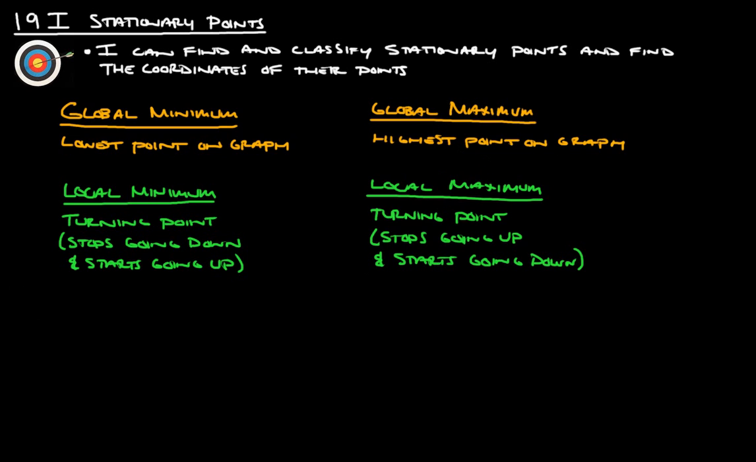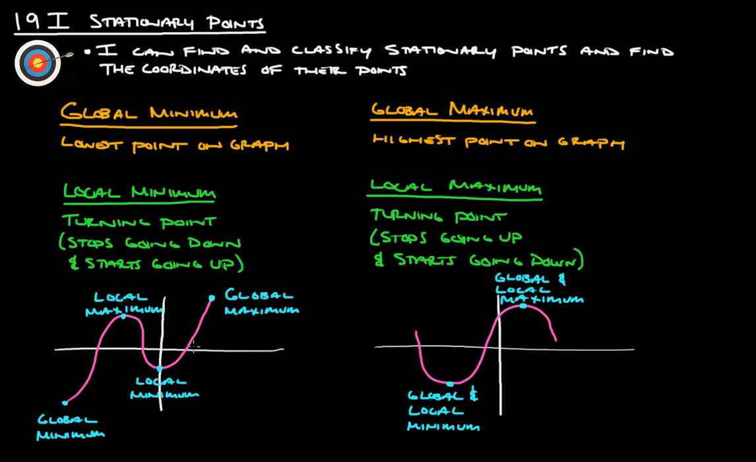Just to make life easy, let's take a look at some examples. So this one here is our global minimum. That's the absolute lowest point on the graph at any point. This is a local minimum. It's the lowest point in this little piece of the graph. Those are local maximums. That's the highest point in this piece of the graph. And this is the global maximum, the absolute max on this graph.